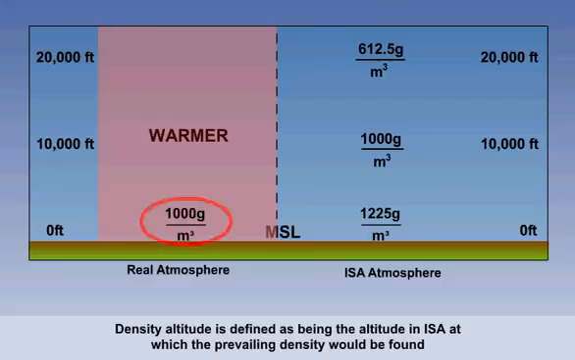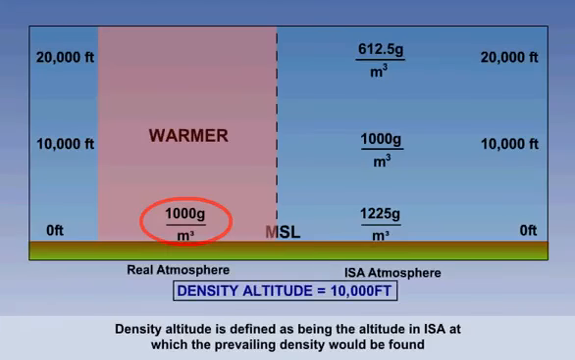We now know that the density will be less. This new lower density at our location corresponds to a density found at a higher altitude in ISA. In our example, we can see that the density at sea level in the real atmosphere equates to a density found at 10,000 feet in ISA. We therefore say that the density altitude of our location is 10,000 feet.